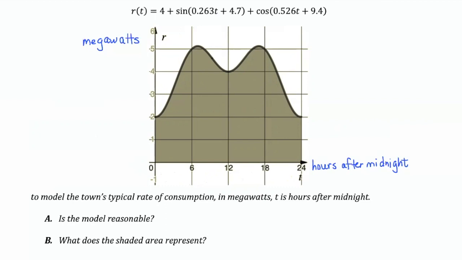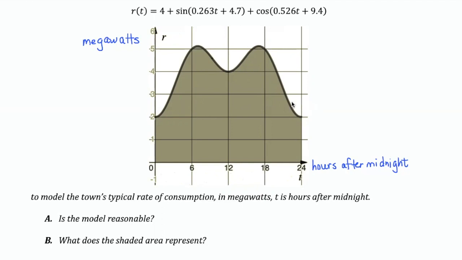Okay, the first question says, is the model reasonable? So if you look at the model at 0 hours, right at midnight, you have a certain level of consumption. This is a positive 2, kind of looks like negative, but it's positive 2 megawatts. And it increases up to 6 a.m. Then it dips down towards noon, back up towards 6 p.m., and then tapers off through the evening.